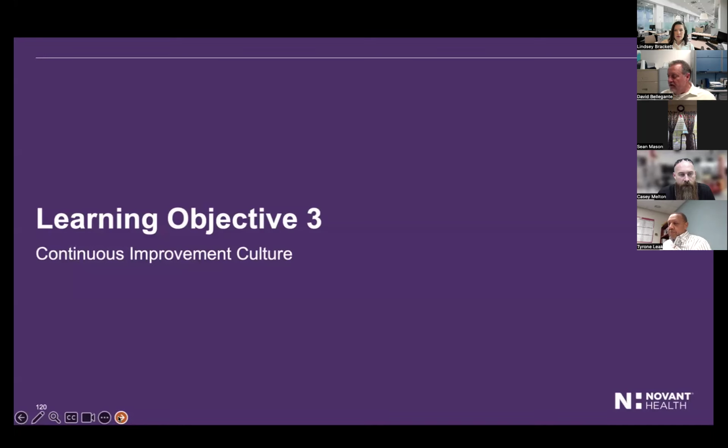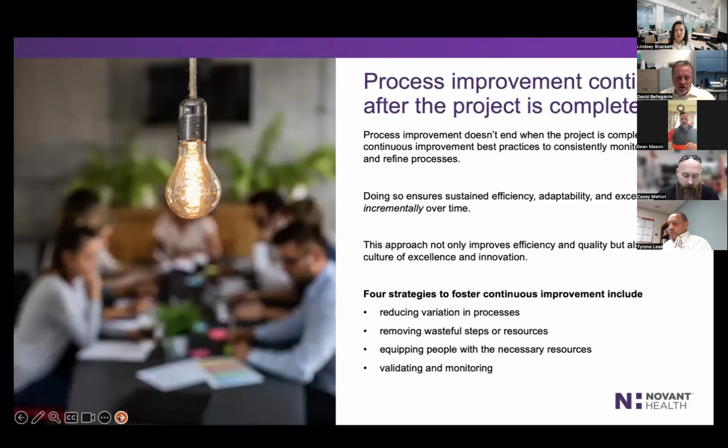Okay, third objective, continuous improvement culture. So let's go down. Process improvement actually never stops. So this is just a strategy. When you use this tool, it's very important. It's something that you never give up. So four strategies to foster continuous improvement include reducing variation in process, reducing waste, which can be steps or resources, equipping people, and validating and monitoring continuously.